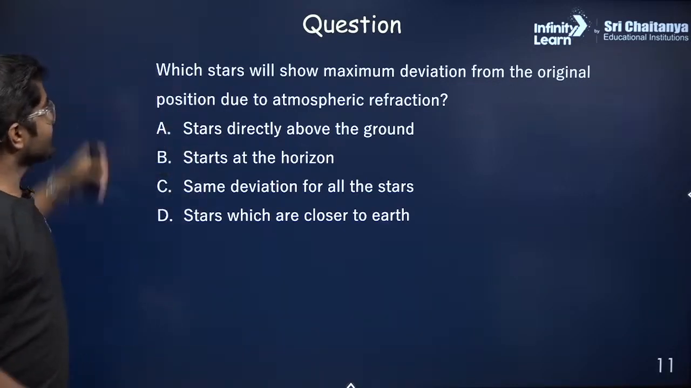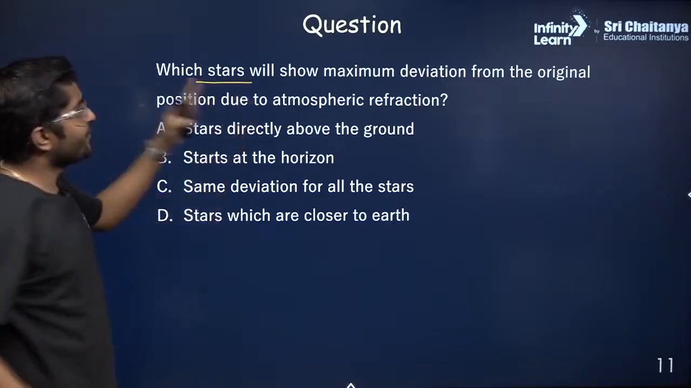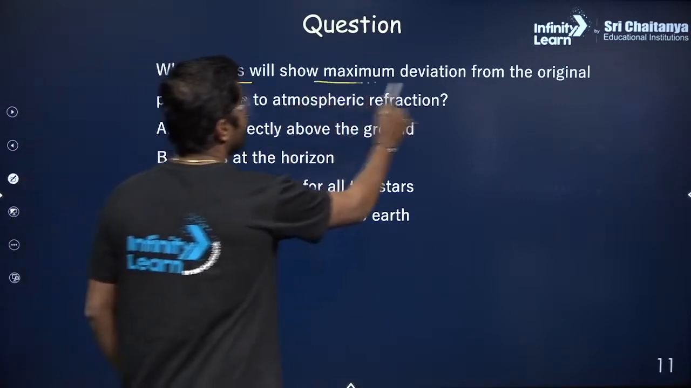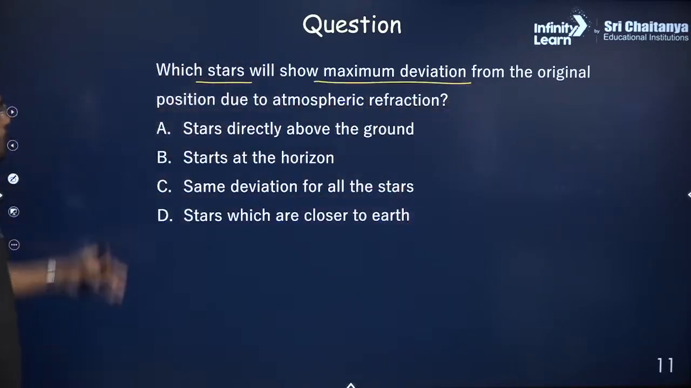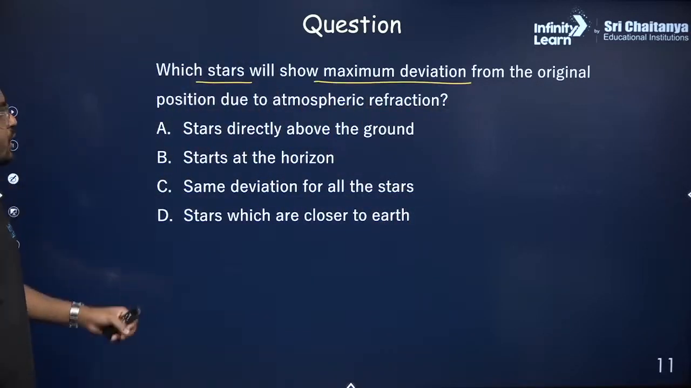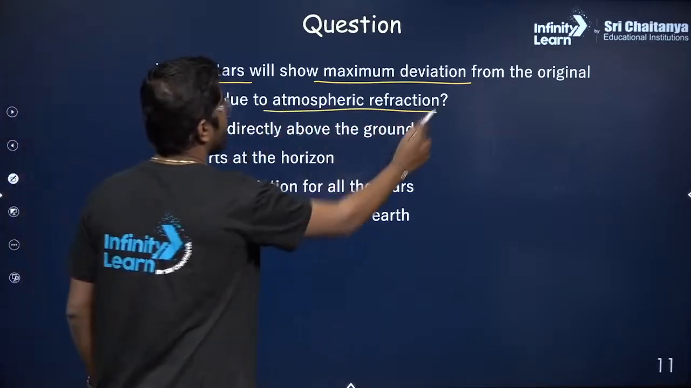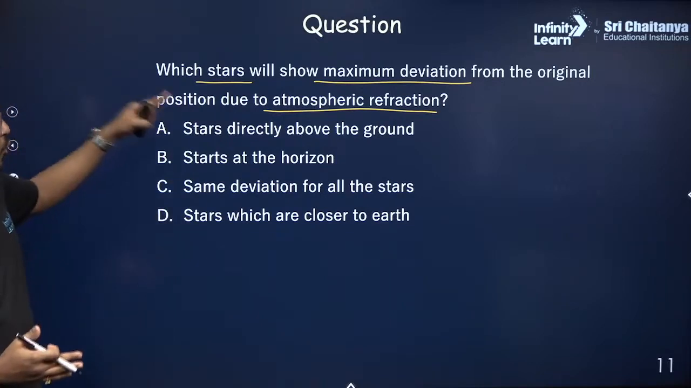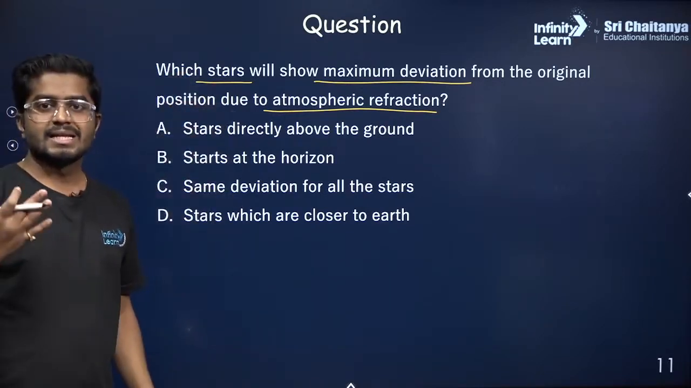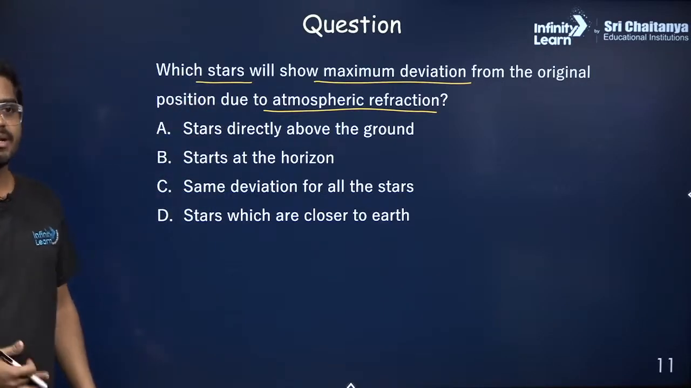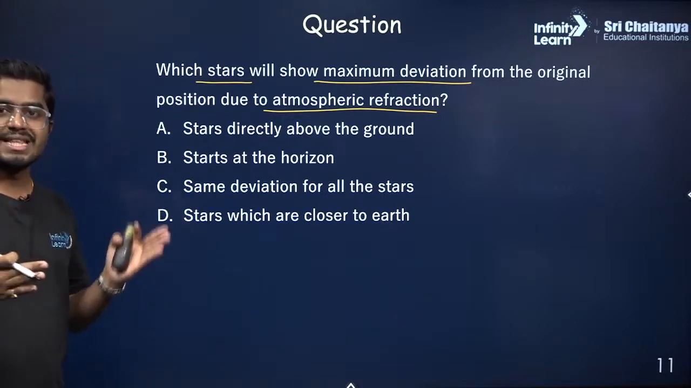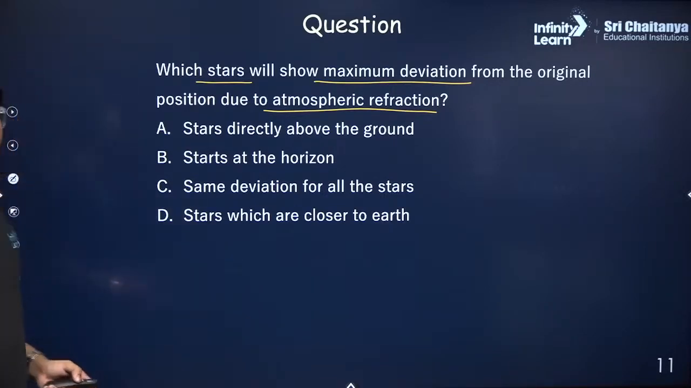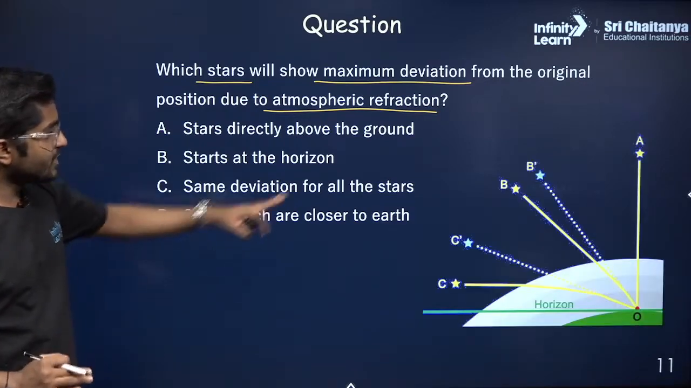So there are stars at different locations in the sky. Which will show maximum deviation from the original position due to atmospheric refraction? So atmospheric refraction की वजह से कौन सा position में there will be maximum deviation. So that is a maximum change in the apparent and the real position of the star. Let me give you a hint.